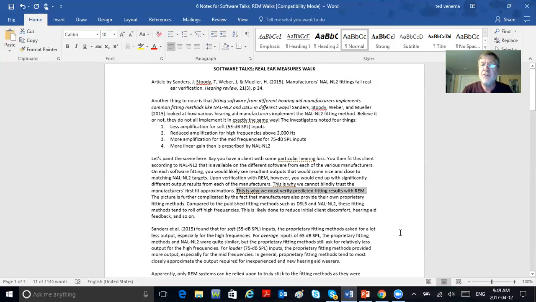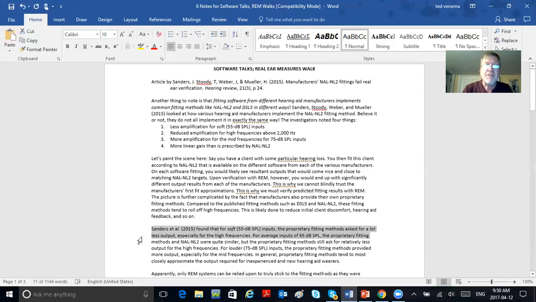The picture is further complicated by the fact that manufacturers provide their own proprietary fitting methods. Compared to the published fitting methods like DSL5 and NAL2, these methods tend to roll off high frequencies. This is likely done to reduce initial client discomfort and hearing aid fitting feedback and so on.